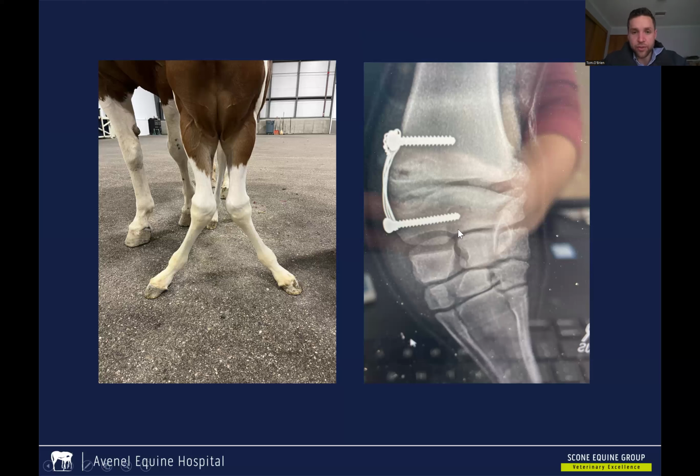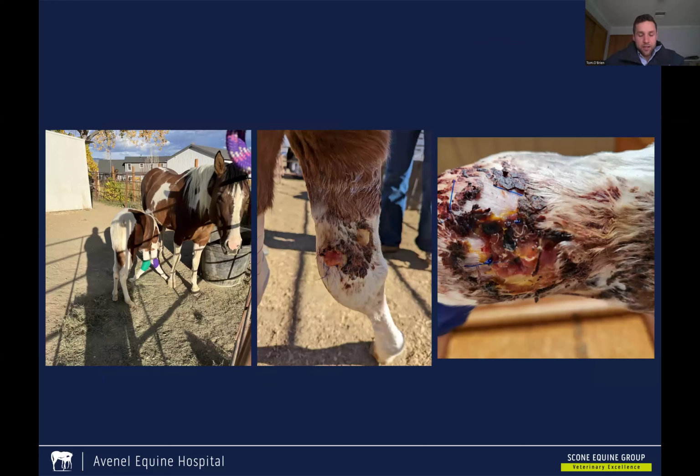And so the way that we treated that was to put a screw above and below the growth plate and create a transfascial bridge on the inside of the leg to slow down growth on the inside. The x-ray on the right also shows that there are some changes to the bone around the growth plate, which is not abnormal in these types of cases because that bone is under so much strain on the inside of the leg.